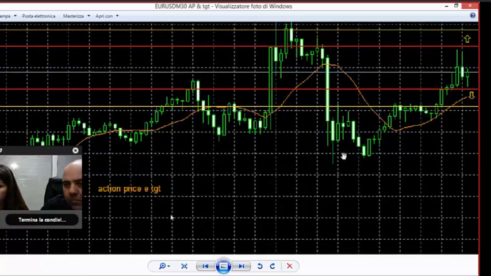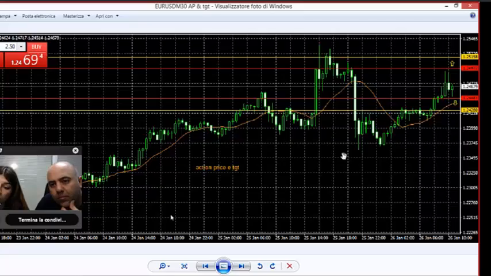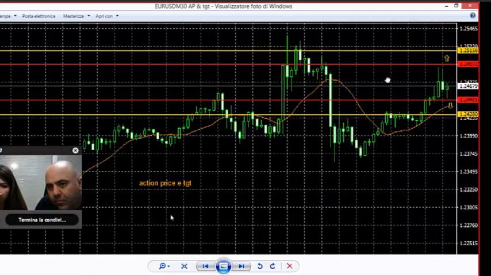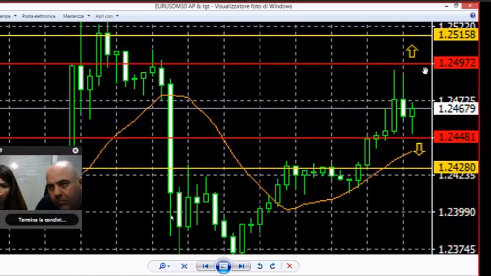Then we can use the timing. What do I mean by timing? To enter, to sell or buy. In the bank, I know perfectly if the price was paid 97 or was given at 48.